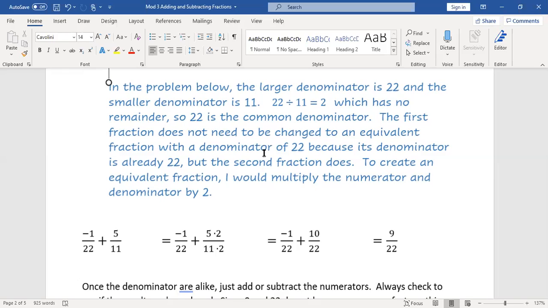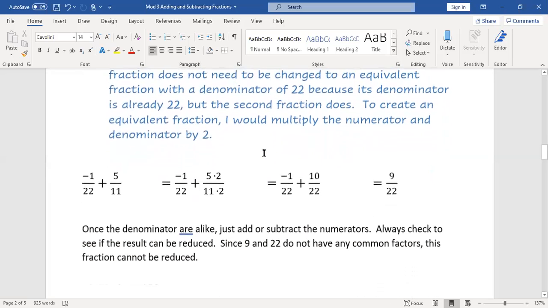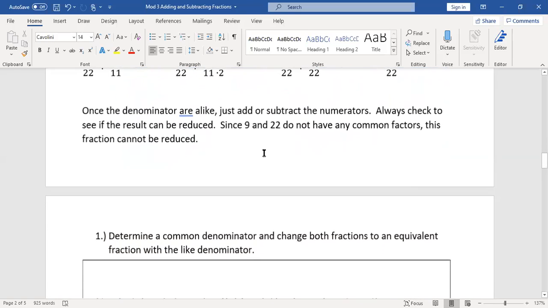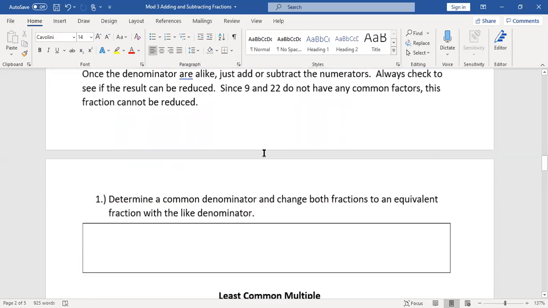Now that they have the same denominator, I could rewrite that over one denominator and add my 10 plus negative 1, or negative 1 plus 10, and I get a positive 9. They're different signs, so I really subtract. 9 over 22 does not reduce, because they have no common factors.